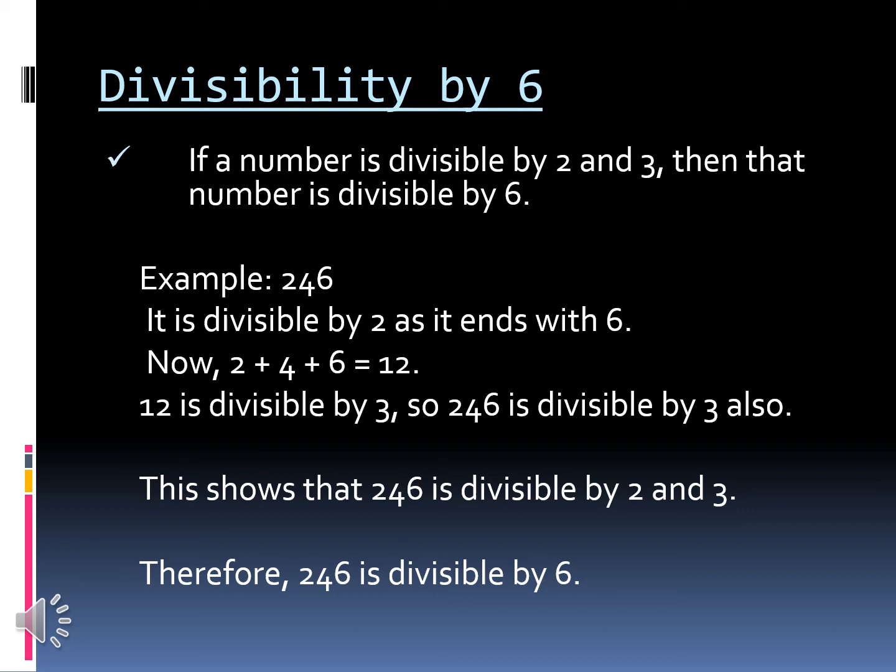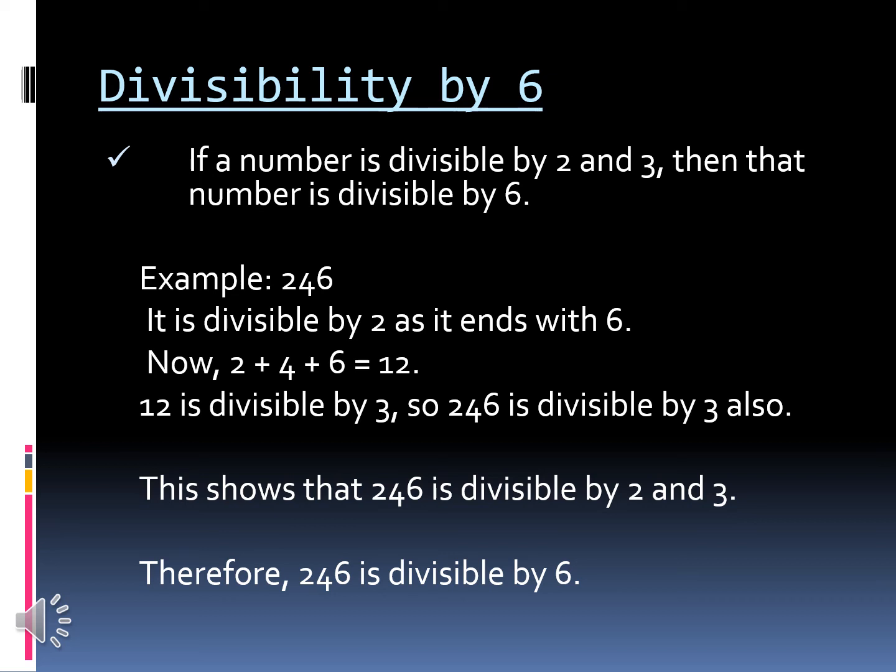Since 246 has 6 as the last digit and 6 is an even number, it is divisible by 2. Now let's check the divisibility by 3. If you remember, it's the sum of digits. The sum of digits, that is 2 plus 4 plus 6, gives you 12, and 12 is divisible by 3, right? It gives us remainder 0 and quotient 4 if you divide 12 by 3. So it is divisible by 3 also.